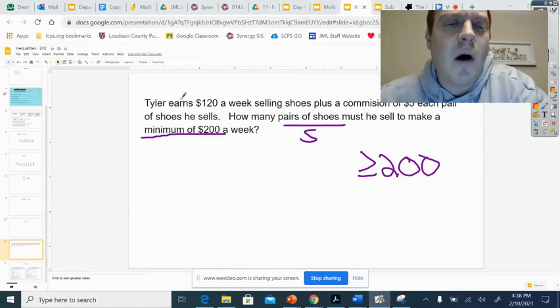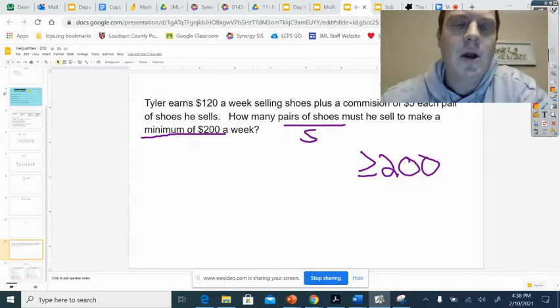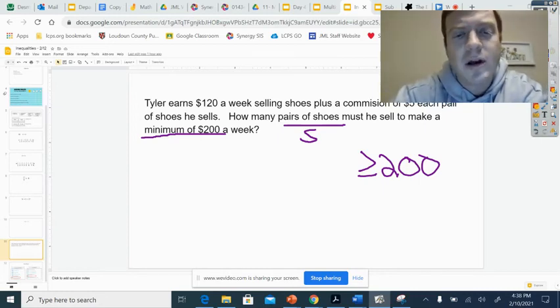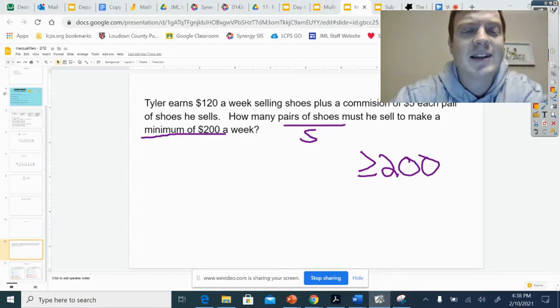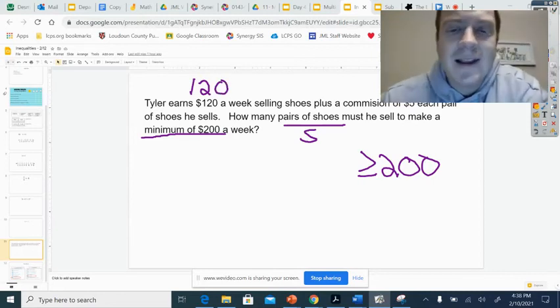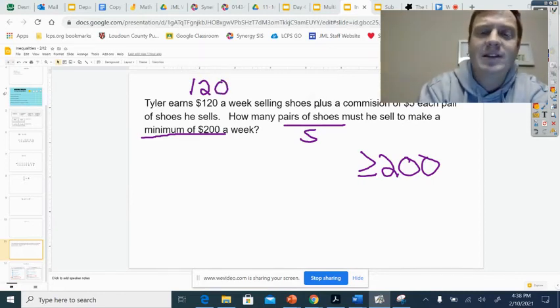And now that you've got your inequality, you can build the rest of your problem. To do that, what I recommend you do is read the problem, and as you come across mathematical terms, write them down. So as an example, it says, I earn $120. So that's a number, so I'm going to write it down. A week selling shoes. Then it says plus. So plus means add. I'm going to add.